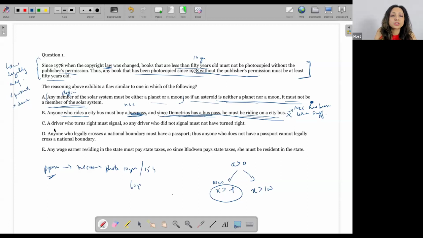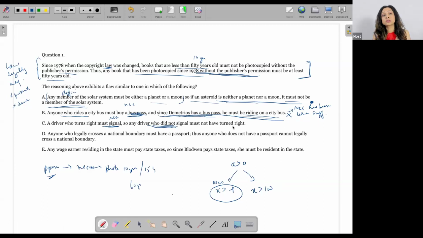Go to C. A driver who turns right must signal. Again, this is a law. This is a city law that we're talking about. That must signal. The signaling is a necessary condition to turn right. So any driver who did not signal, so if my necessary condition was not met, just like over here we said, if you photocopied without the permission, so if this was not met, must not have turned right.